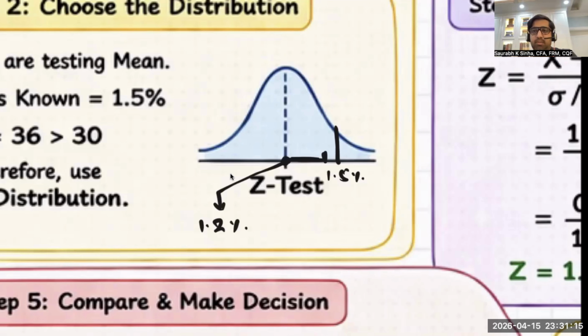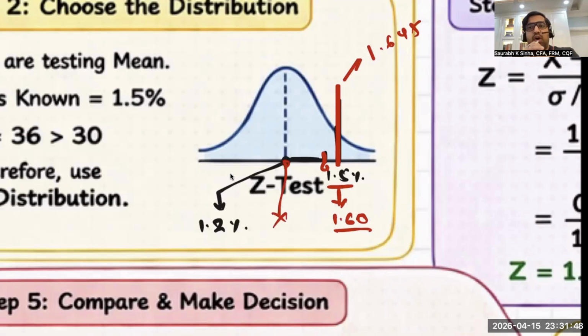It's not very far from the center, because this is the boundary. This critical value is the boundary, which is 1.645. However, the test statistic for the sample mean is only coming as 1.60, which is not very far from the center. And therefore, I failed to reject the null hypothesis, or I rejected the new claim that the average daily return has increased or become greater than 1.2%.